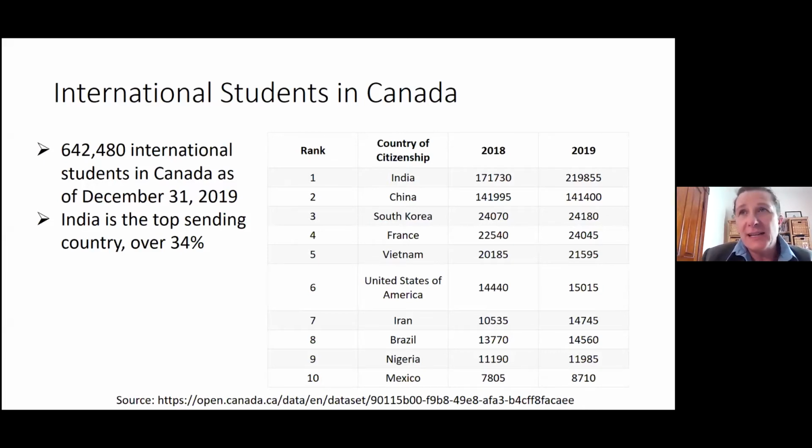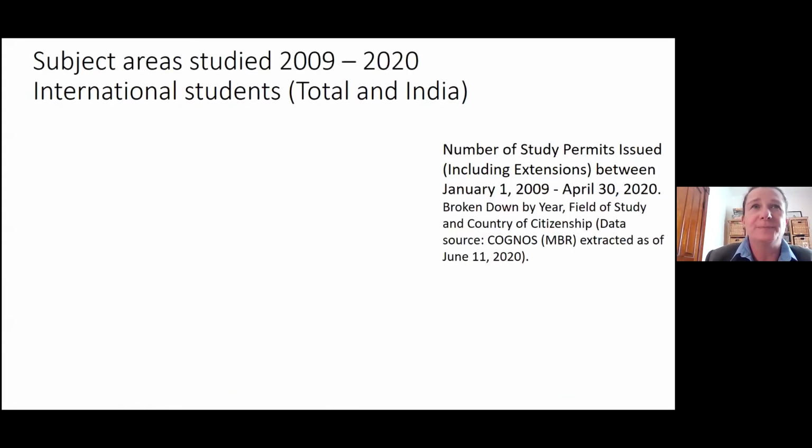As of the year before last, 2019, there were about 642,000 international students in Canada. India was the top sending country for that year, with about 34% of those international students from India. So clearly this is an important country to understand in terms of its relationship with Canada, but particularly its contribution to international student migration flows.